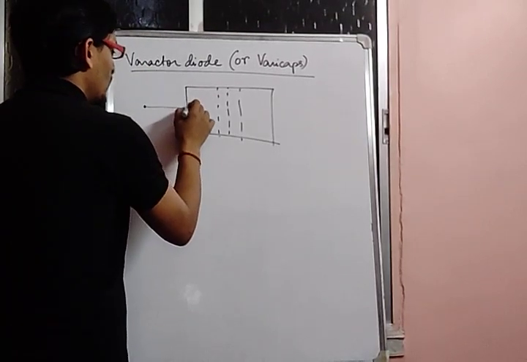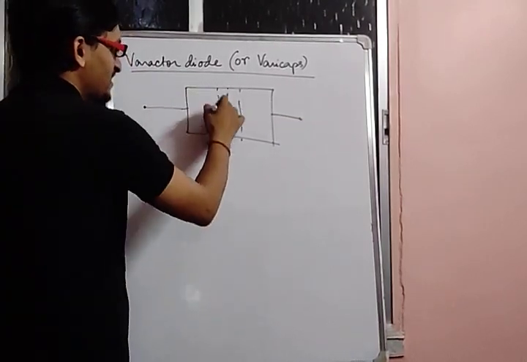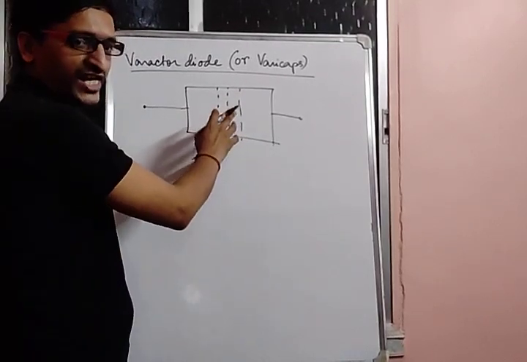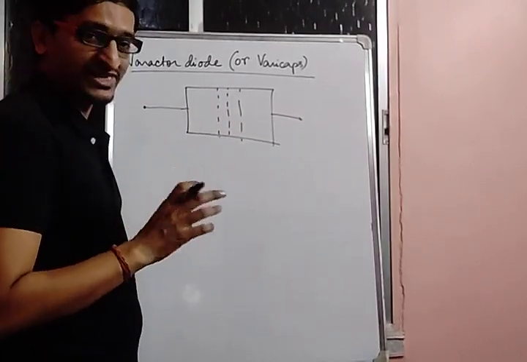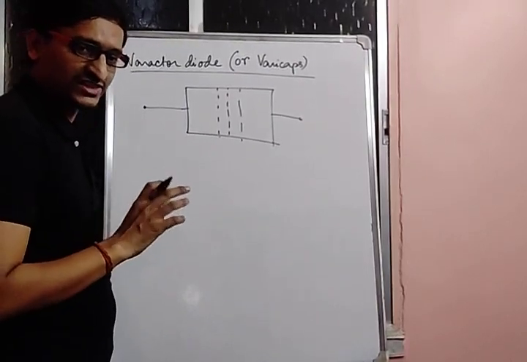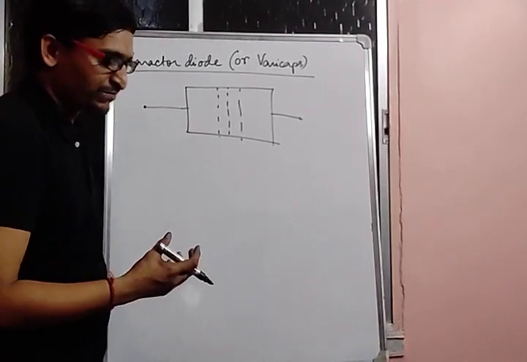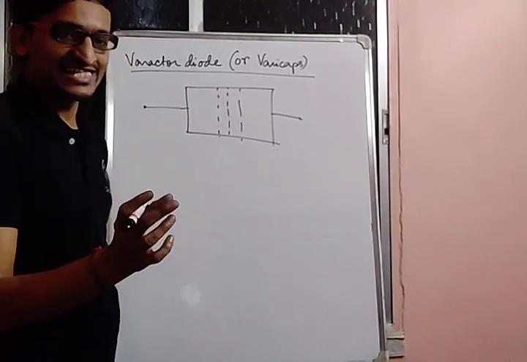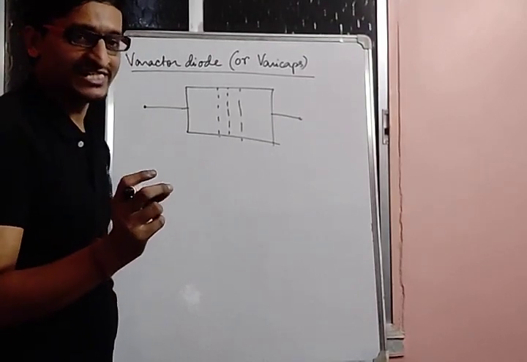Now, since these charges are present here, we can consider this region as a capacitor, storing charges. And the capacitance of this capacitor is voltage dependent. If I increase the reverse bias voltage, what happens? The width of this depletion region increases.